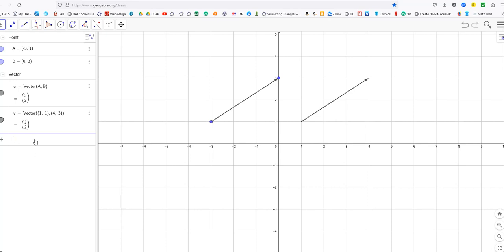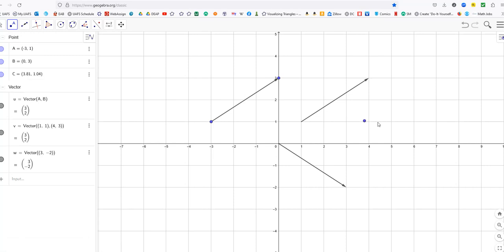Now, you may have noticed this as we were going along. If you just type vector and enter a single point, like say the point 3, negative 2, it will start at the origin and go there. And that gives you the vector 3, negative 2, starting at the origin. That is called a position vector. If you're thinking about starting at the origin and going to the point 3, negative 2, that's a position vector.